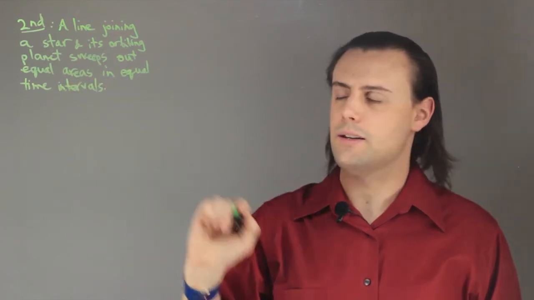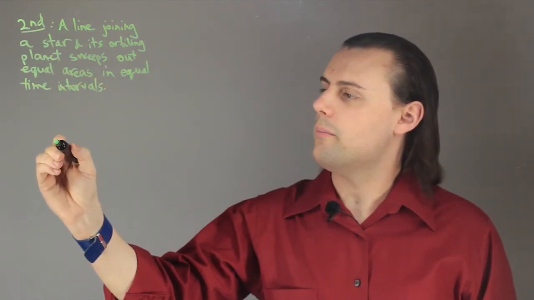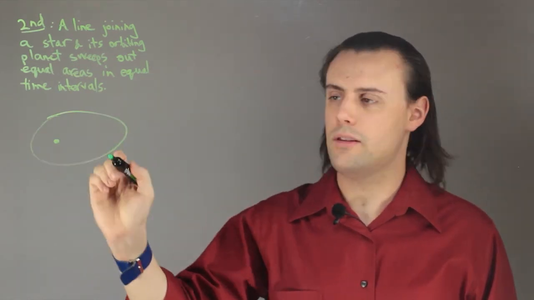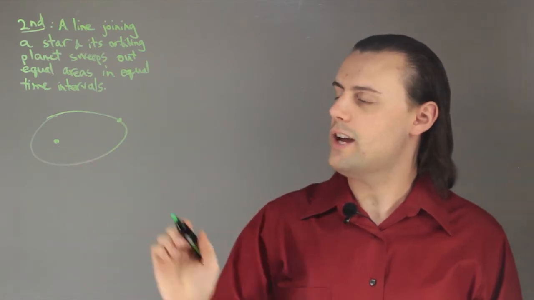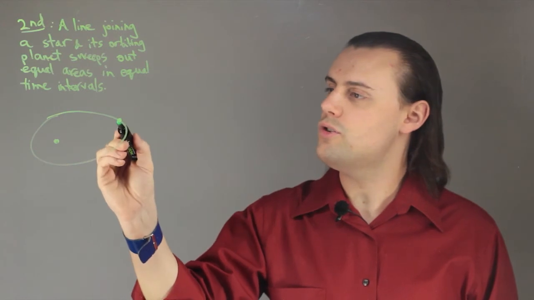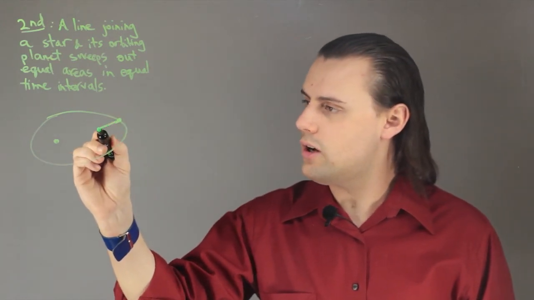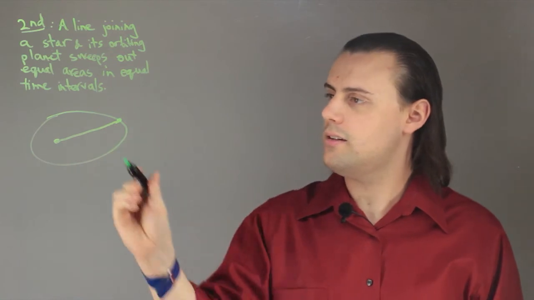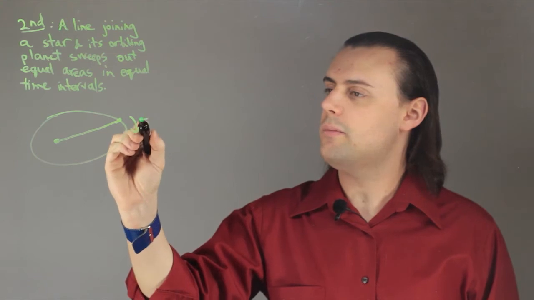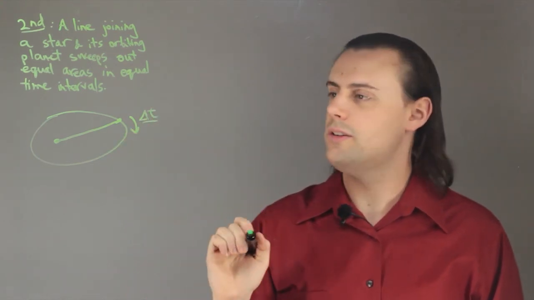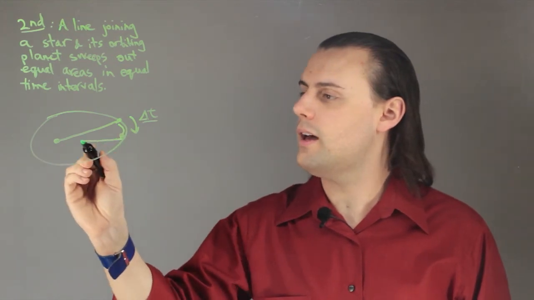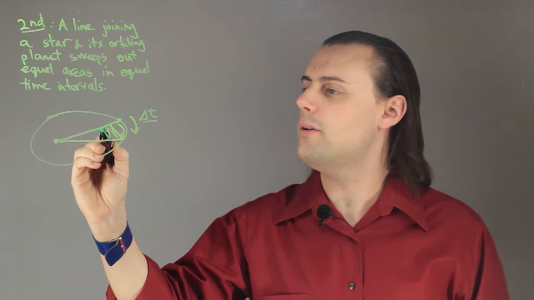So what does this mean? Well, let's draw a little diagram. We have a star and a planet that orbits this star in an elliptical fashion. And Kepler's second law of planetary motion means that if you draw a line between the star and the planet in this orbit, and you let some time interval delta t pass, the planet will orbit around the star, and this line will sweep out an area.